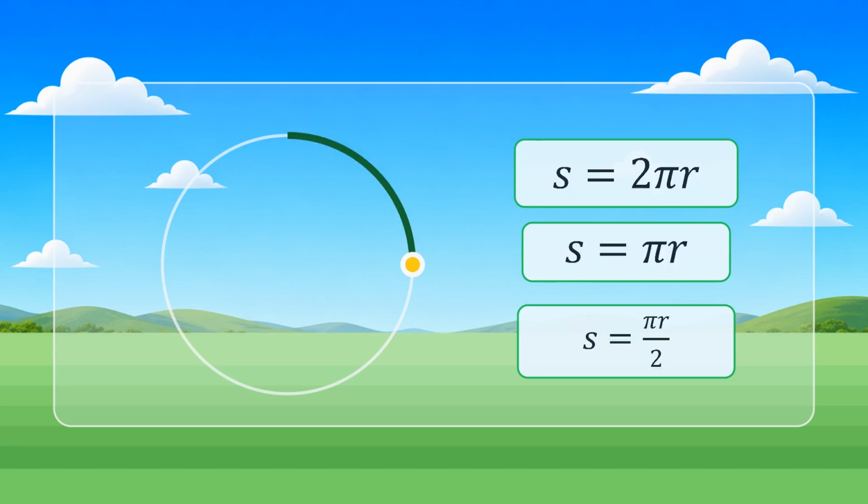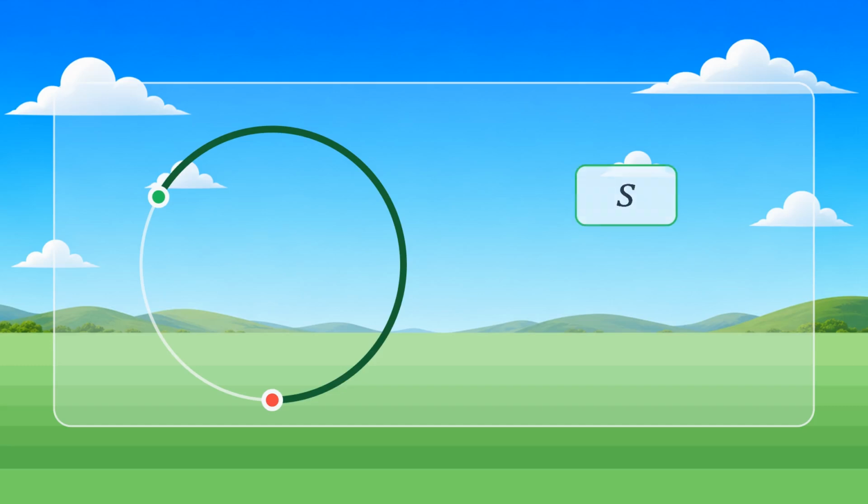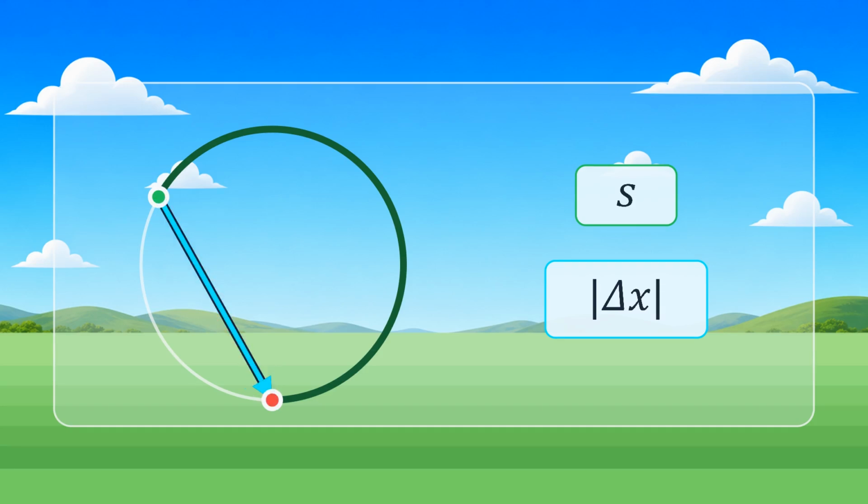Distance traveled follows the circle. It runs along the arc. Displacement asks a different question: where did the object start, and where did it finish? Displacement does not follow the arc. It is the straight arrow from the initial point to the final point on the circle.